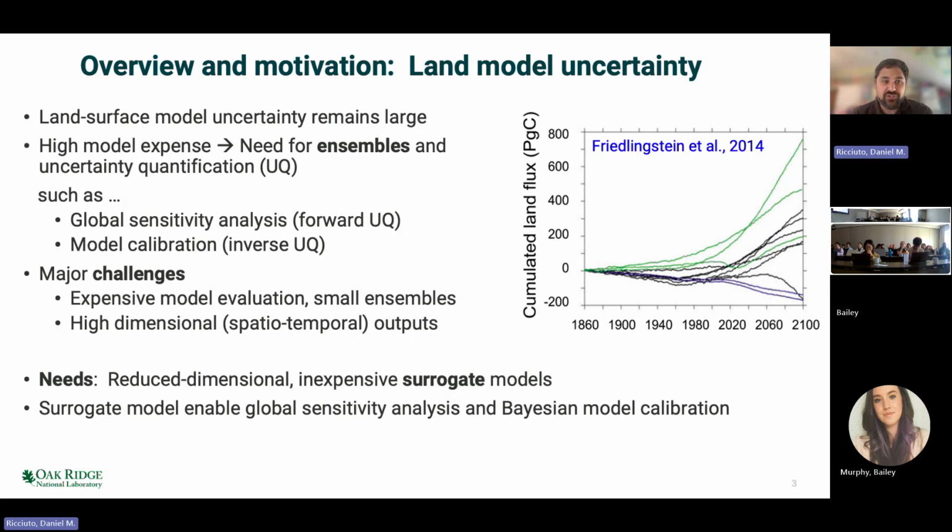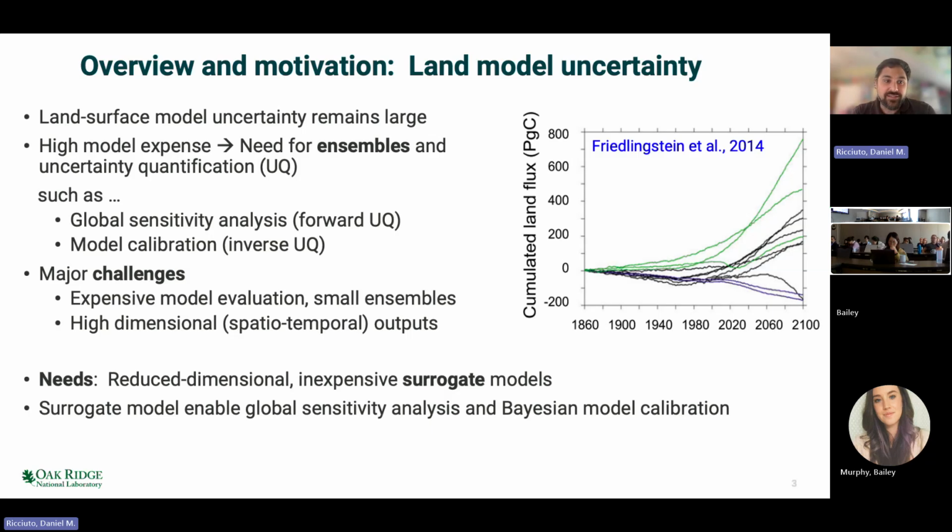Of course, as I already mentioned, some major challenges. These models are quite expensive. This is changing now, but in the past, modeling groups have only been able to complete a few ensemble members. That's growing now as computational power grows, but we still have this problem where we have lots and lots of outputs, and those outputs are very dense in space and time. And so we look at the total number of variables that are produced from these runs. It's a very large number.